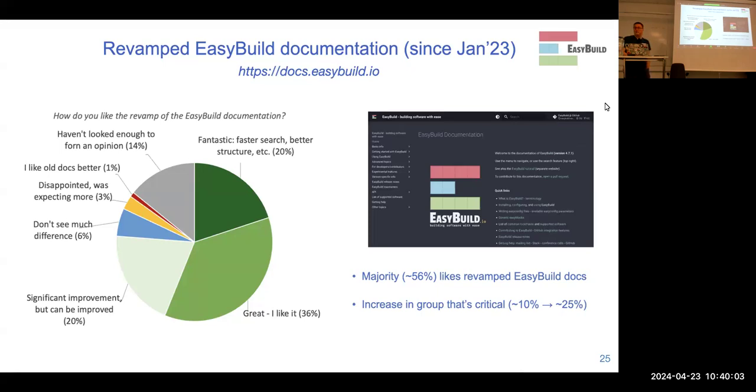But we know there's gaps in the documentation. We know there's stuff we can do better. Especially documenting new features is not something we're very good at. So we should try and do that better. But overall, I think it's still a significant improvement compared to what we had before. And it looks like most people are also agreeing with that.